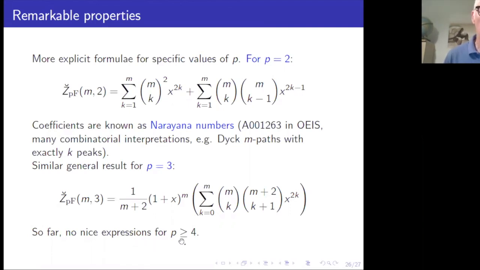But we have not managed to simplify them for larger values of p, at least not yet in closed form, although we have a form for it, but not in closed form as we have obtained here for p equals 2 and p equals 3. So at least for us, it was interesting to have these results.